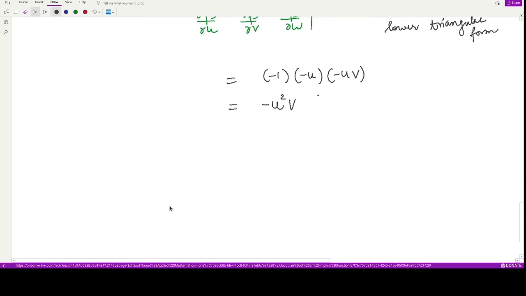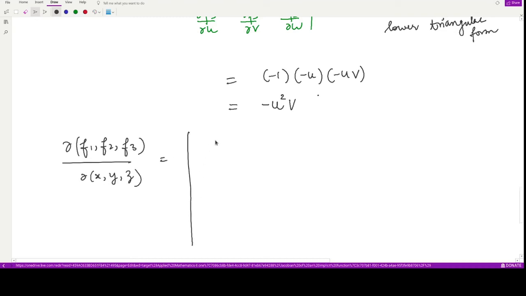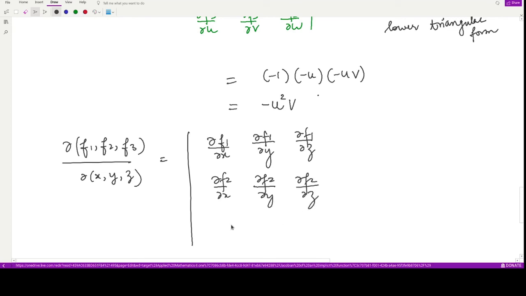So next let me calculate del of f1, f2, f3 with respect to x, y and z. What would this be? According to the formula, del of f1 with respect to x, del of f1 with respect to y and del of f1 with respect to z. Then del of f2 with respect to x, del of f2 with respect to y, del of f2 with respect to z. And then del of f3 with respect to x, del of f3 with respect to y, del of f3 with respect to z. So this is the formula.